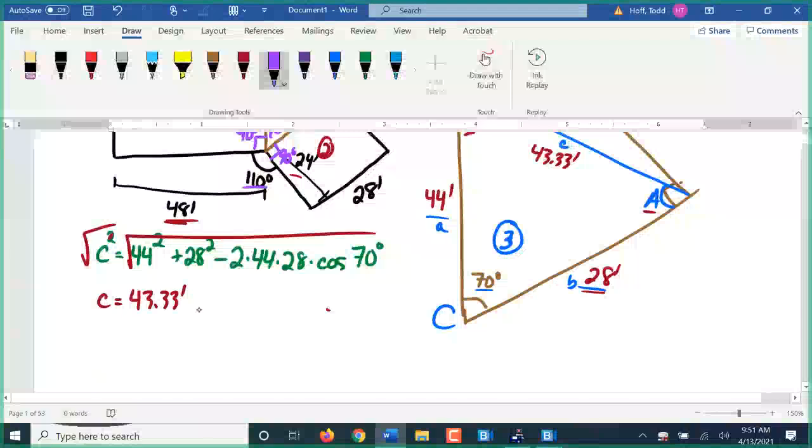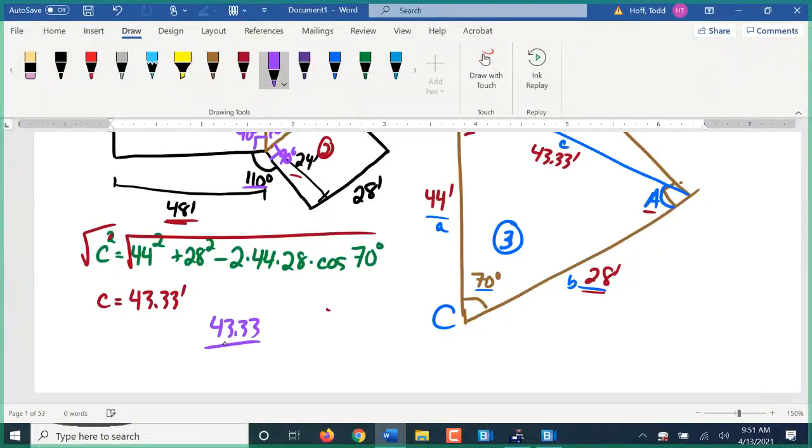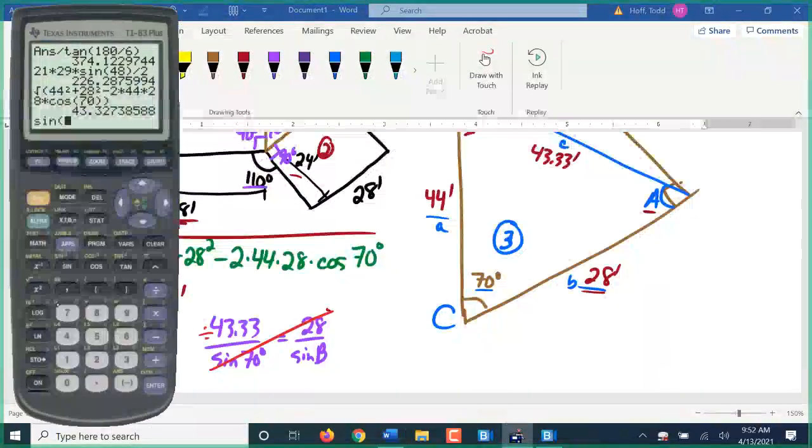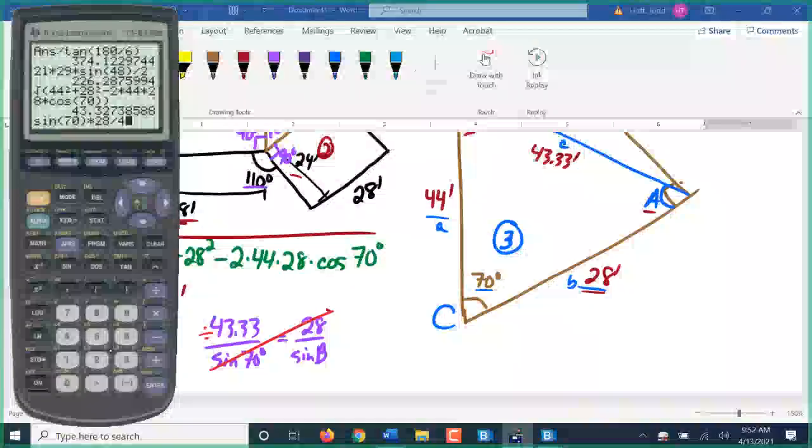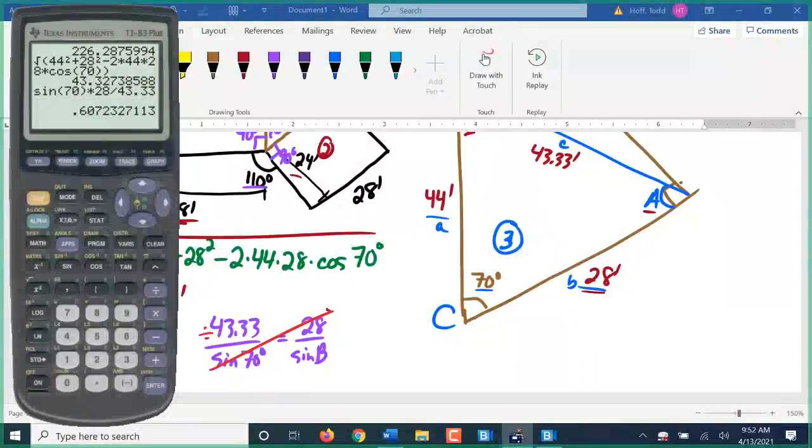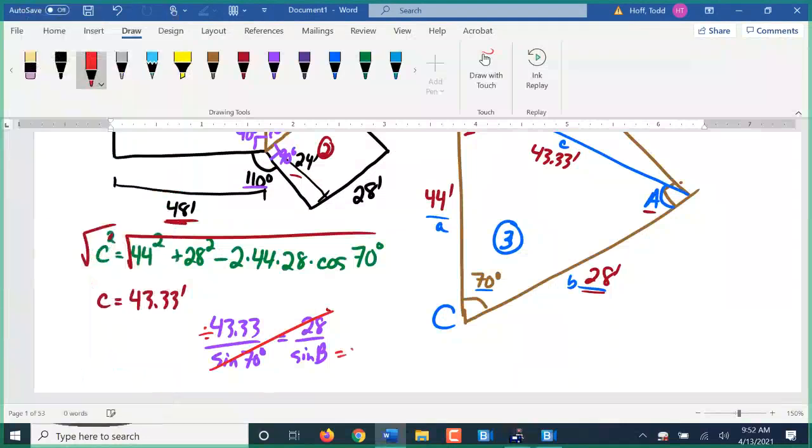So I have my 43.33. It is across from 70, so that's over sine of 70. This is my law of sines. Equals 28 over the sine of angle B. So I'll cross multiply and divide to get the sine of angle B. Sine of 70, close, times 28 divided by 43.33. Gives you sine of B is 0.6072.